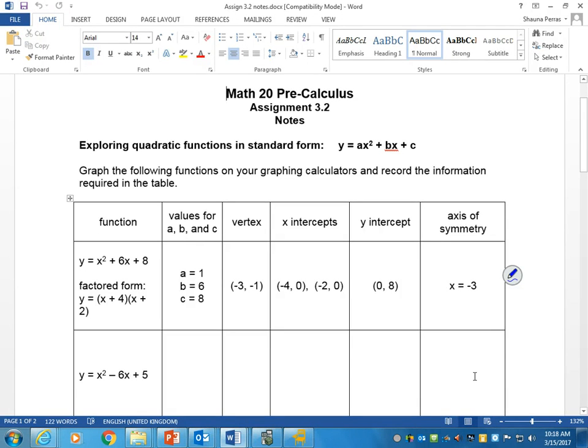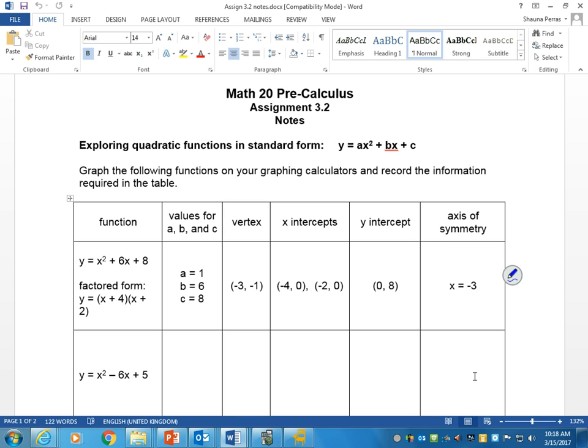So when we look into 3.2, it has us look at standard form. We've been dealing with the vertex graphing form, right? And 3.2 has us look into the standard form. You can see it right on the top where it says y equals ax squared plus bx plus c.